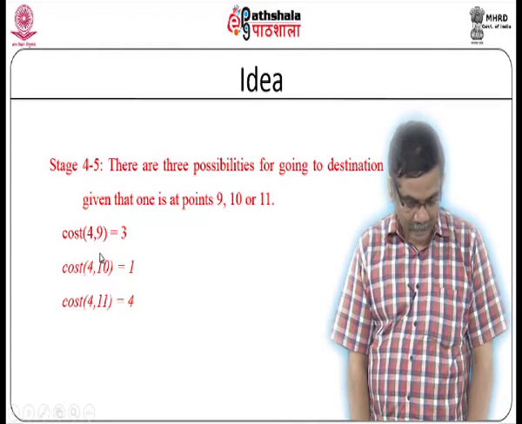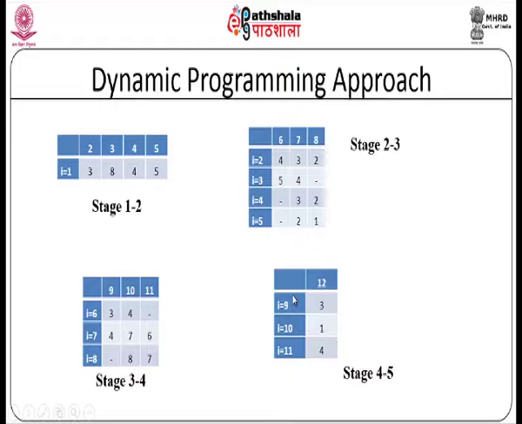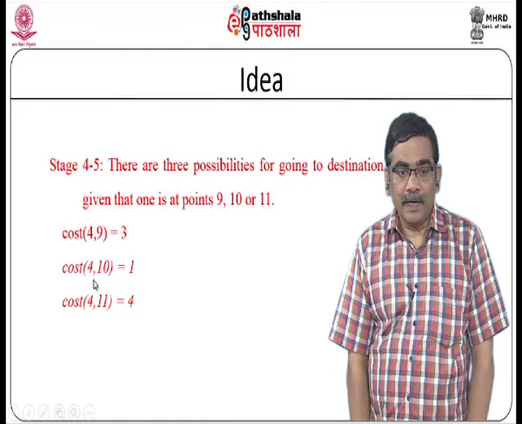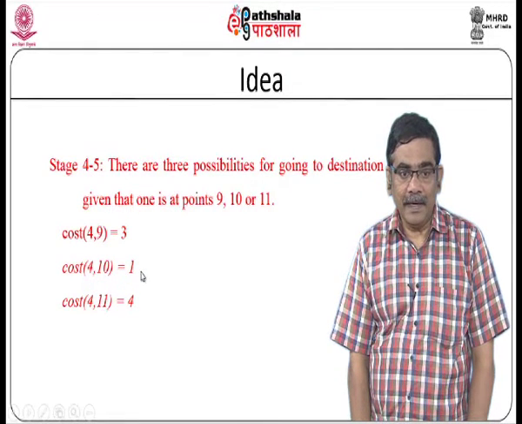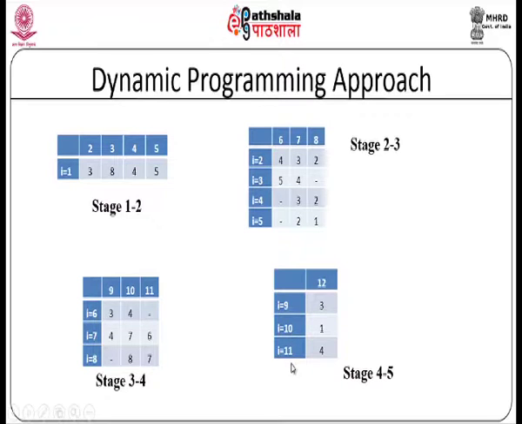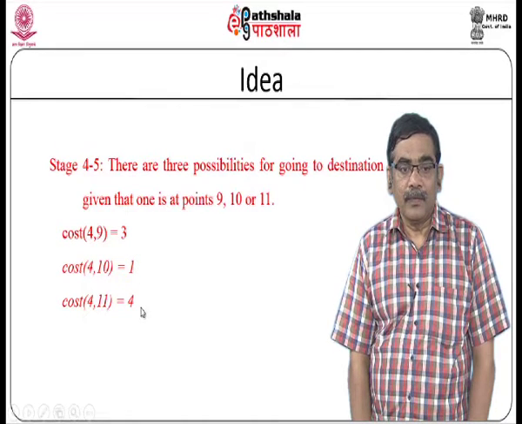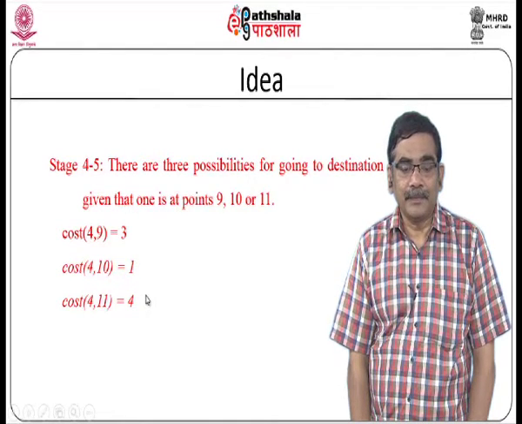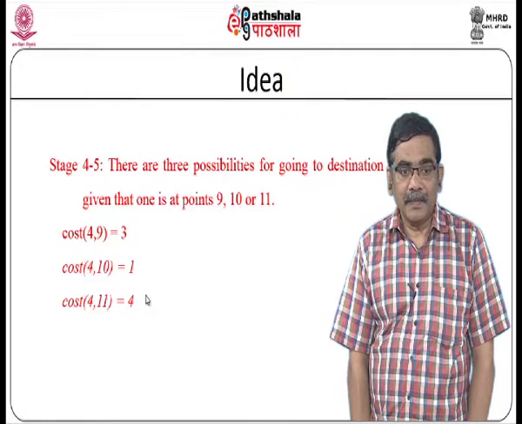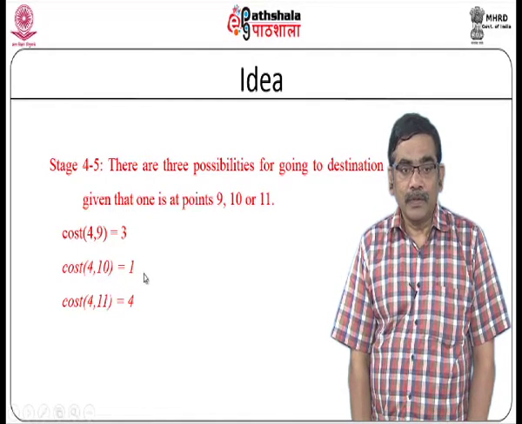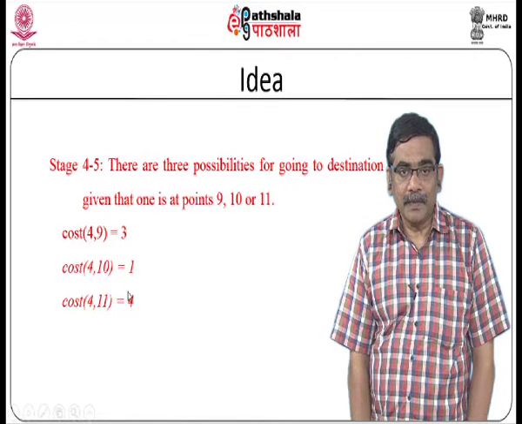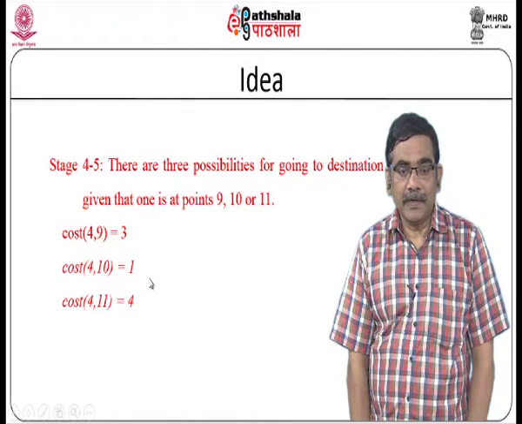So, your cost is given in the previous table. So, stage 4, the cost between 9 and 12 is 3, and 4 comma 10 is going to be 1, and 4 comma 11 is 4. So, this is what your scenario is all about. You can see backward reasoning means you are coming from your destination. So, you have to find what is the minimum. So, the minimum is 4 comma 10.